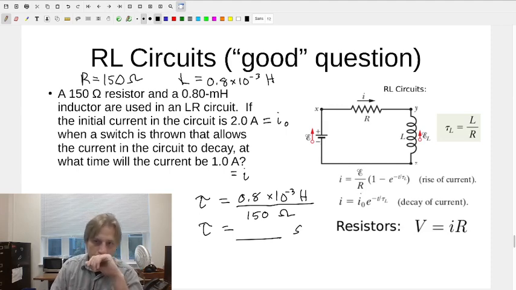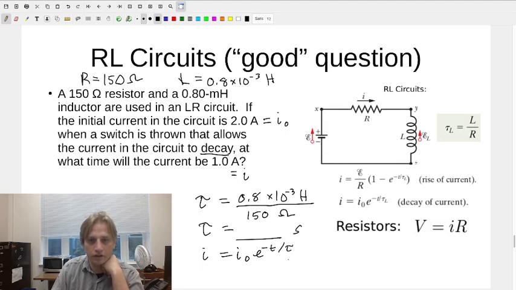And then the main part of the next part is to figure out, is this a rising current or a falling current? This allows the current to decay. This is a falling current, so we're going to pick the right model. So then we'd have I equals I naught e to the minus t over tau. If you can get that far, you're going to get most of the points on your test on this one. And then you just need to do a little bit more math to get to the end.